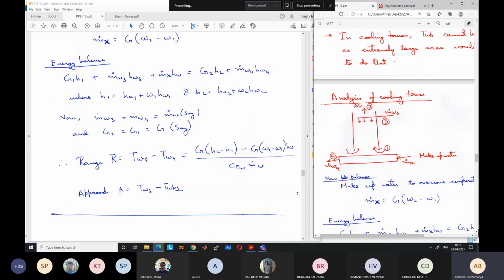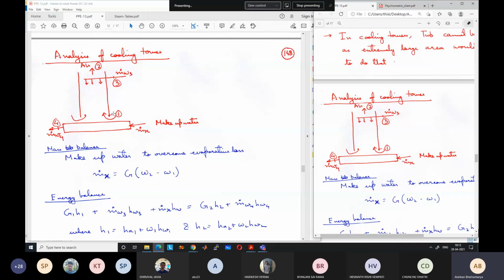Okay. So approach can be calculated as TW3 minus wet bulb temperature at state 1. How will we know the wet bulb temperature at state 1? Based on the state 1 conditions. If we know the relative humidity and the dry bulb temperature at state 1, we can find the wet bulb temperature at state 1 using the psychrometric chart.